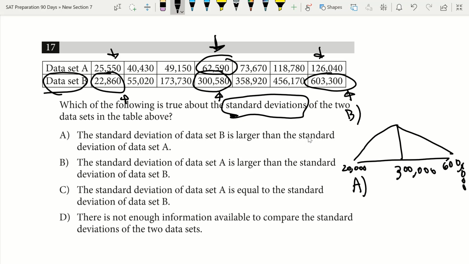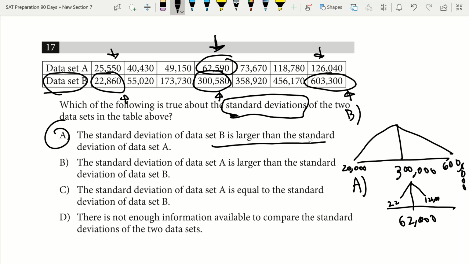So we have a large deviation from our mean, whereas if we were to plot A, we would have 62,000 just about. That's right here, that's our mean, and we have points that are very, very close to that. Right here we have 22,000, so very, very close, not much deviation, and then we'd also have a point just about right here of about 126,000. So we see that they're much, much closer to the mean than in data set B. So the standard deviation of data set B is going to be larger than the standard deviation of data set A. So 17 is going to be A.